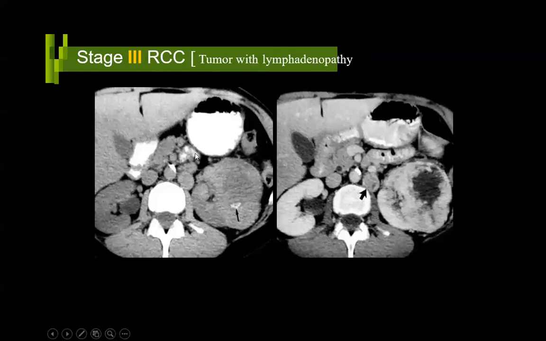Now, this is when it is stage 3. You have very large, juicy lymph nodes, very large size lymph nodes. Again, this is the aorta, this is the IVC. So this is a structure which is not a vessel. Again, a heterogeneous mass showing necrotic areas. So when you have lymph nodes associated with the lesion, it's going to be stage 3.